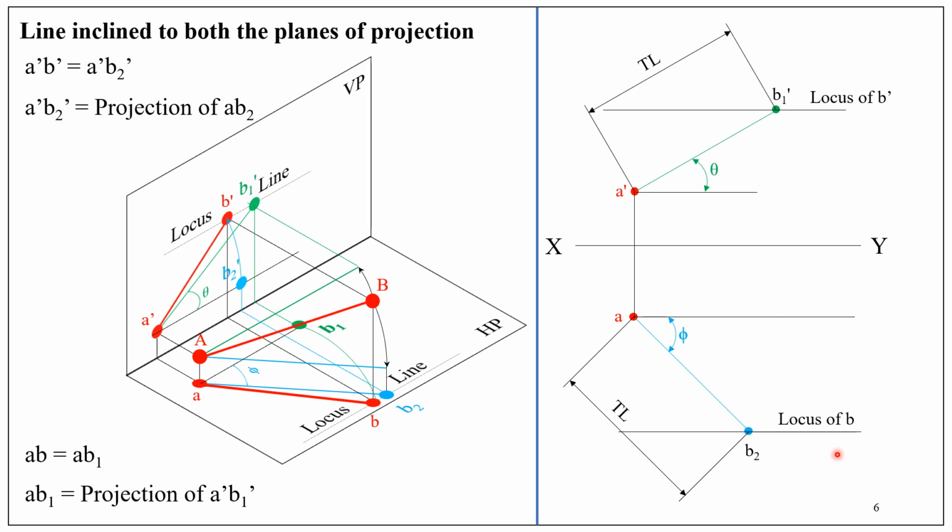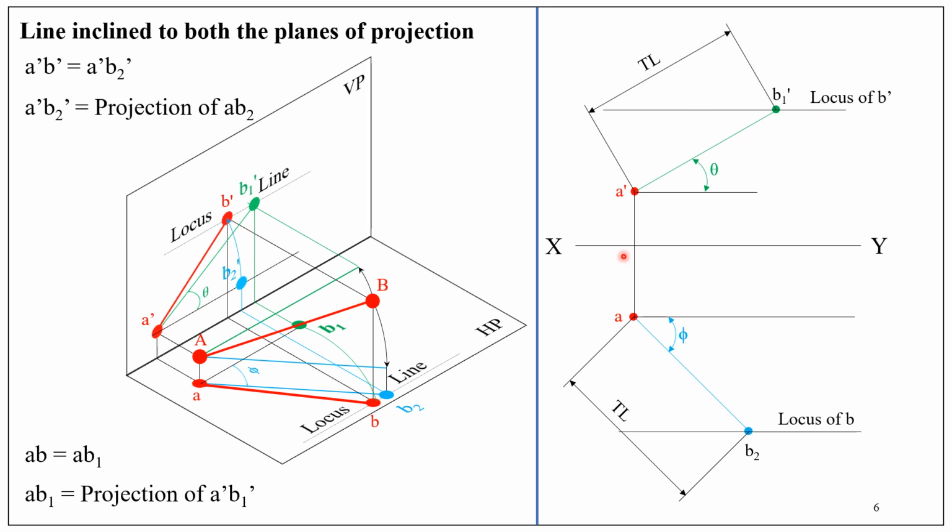Take a recap. Usually in the problem statement, distance of point A above HP is given. Therefore, we can easily draw A dash. Similarly, the true angle of inclination theta is also given. Therefore, we can draw this line from A dash. Also, true length data is given in the problem statement in general. Therefore, we can mark point B1 dash and through that we can draw a horizontal.